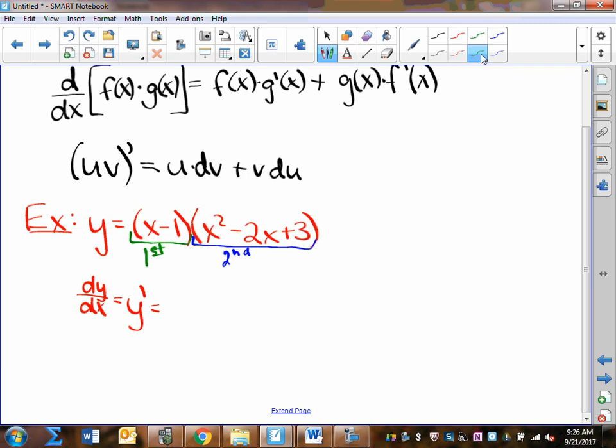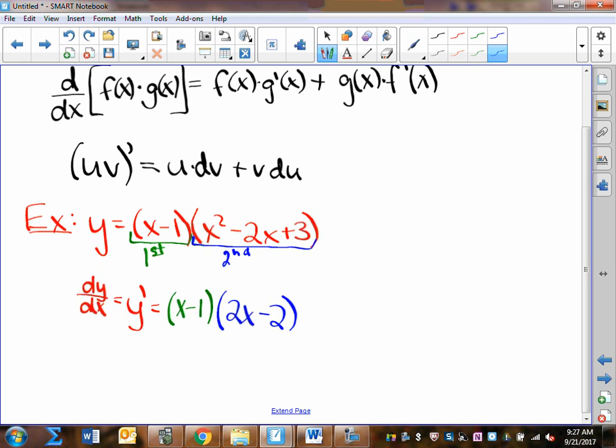So the first stays the same, just the first function by itself, so just x minus 1. And if I left that alone, I must do the derivative of the second. So now I'm doing the derivative of just this piece here. The derivative would be 2x minus 2, unless it's specifically asked for. Again, I left the first alone. It just came straight down. I took the derivative of the second.